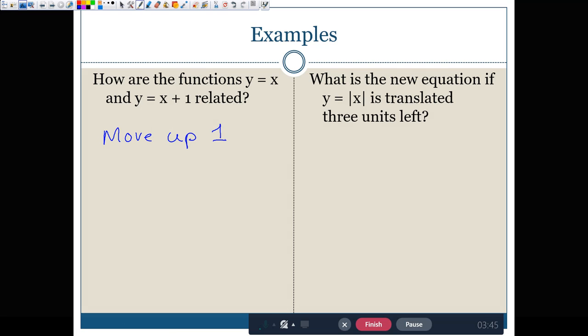It says, what is the new equation if y equals the absolute value of x is translated 3 units left? When we're looking at left and right, we have to put our value on the inside of our grouping symbol. So I'm going to have y equals the absolute value of x, and we're going to have 3, and we're moving to the left. So left is positive. It's opposite from what we're used to. So you should be writing this down.